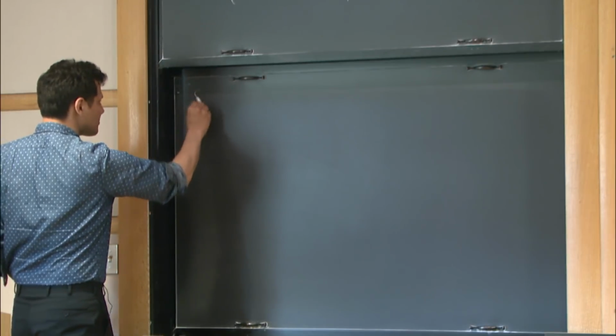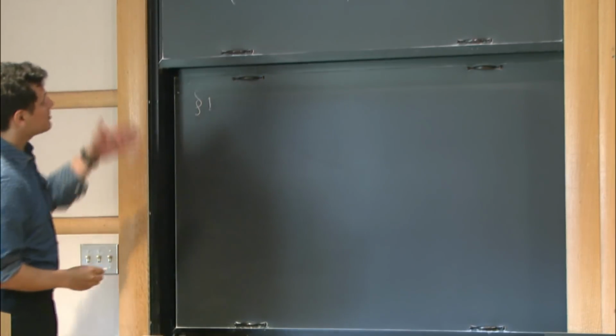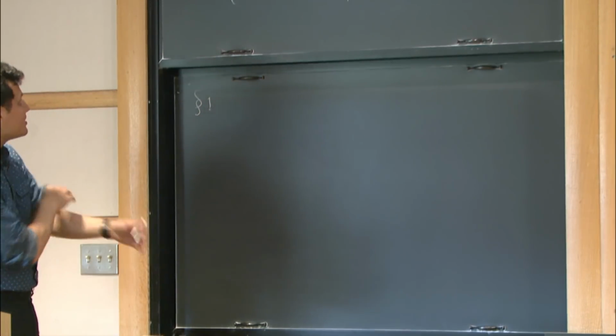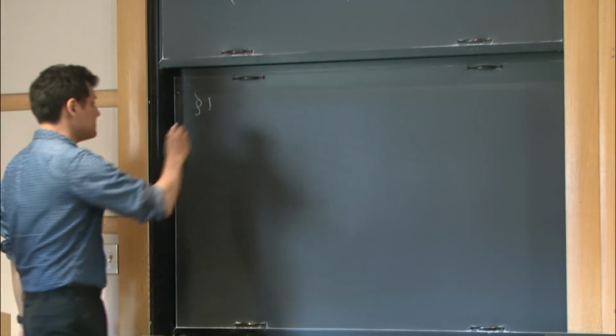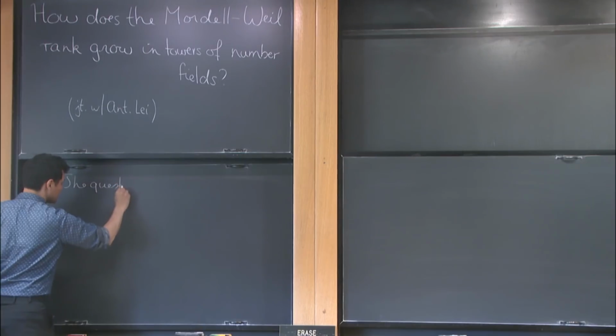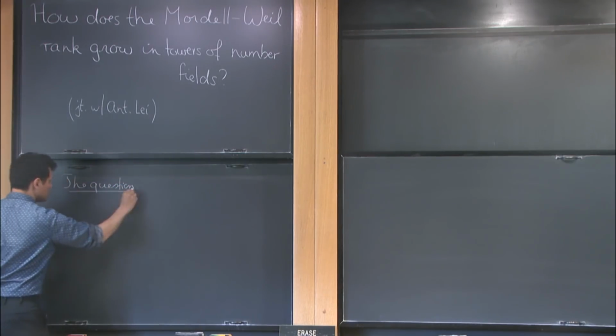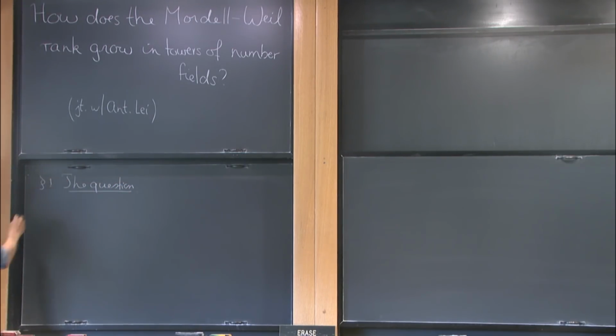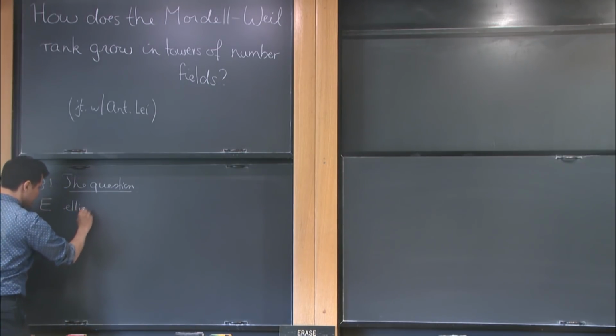So I would like to answer this question for a certain tower of number fields. For this talk, we will fix an elliptic curve over the rational numbers.